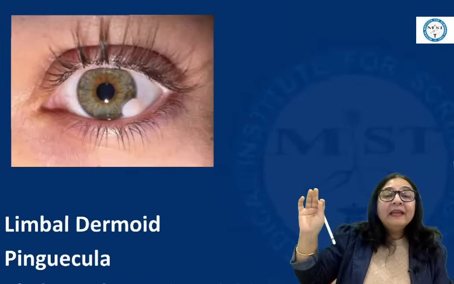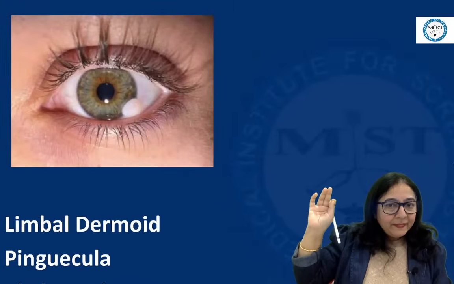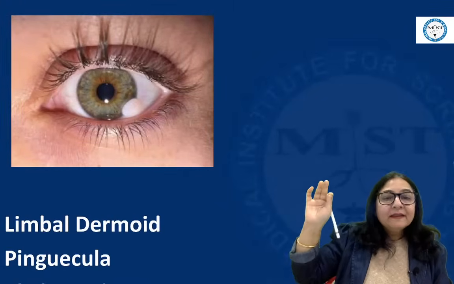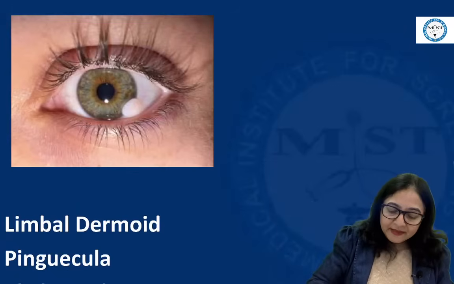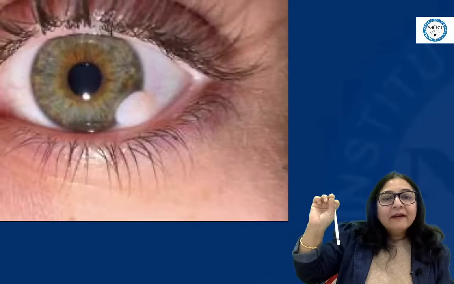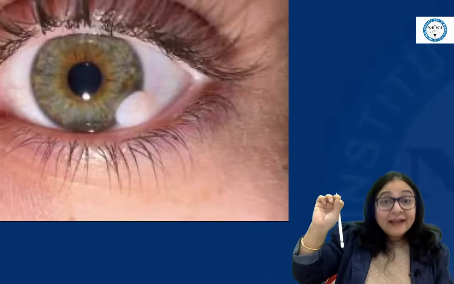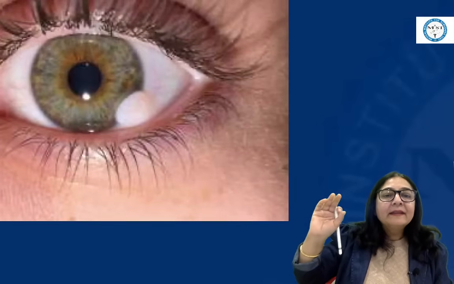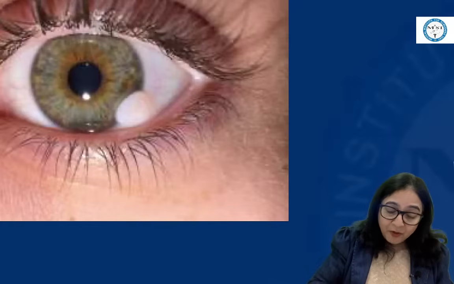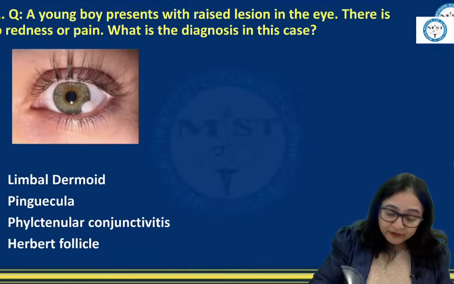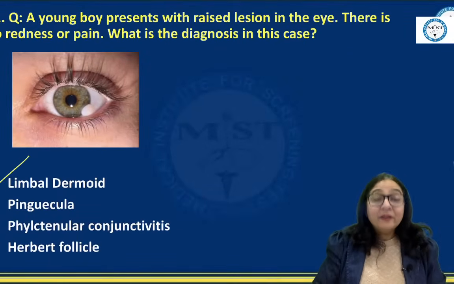Okay, painless nodule on the eye surface, no redness, no other features. So if you see a raised lesion like this at the limbus, no redness, this is your limbal dermoid. This is your limbal dermoid. Okay, so this question can be asked as an image based question to you.